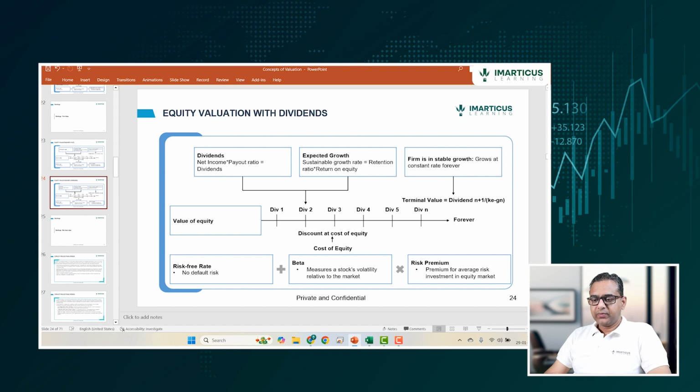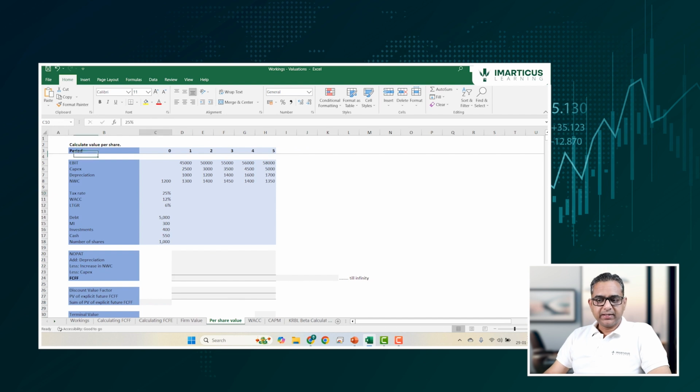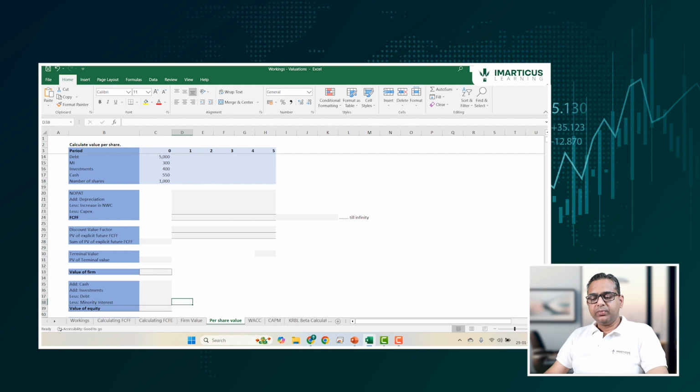Let's look at a working now, let's look at an example where we need to calculate the equity value. That is, we need to calculate per share value. What should be the intrinsic value of one share of this company which has these projected financial numbers? So for such a company, what do we do? We first calculate the free cash flows to firm, then we will calculate value of the firm, from that we'll calculate value of equity, and then from that we'll calculate value per share.